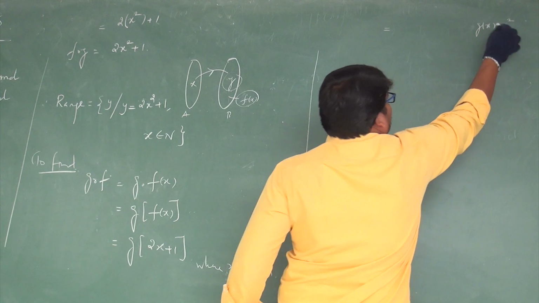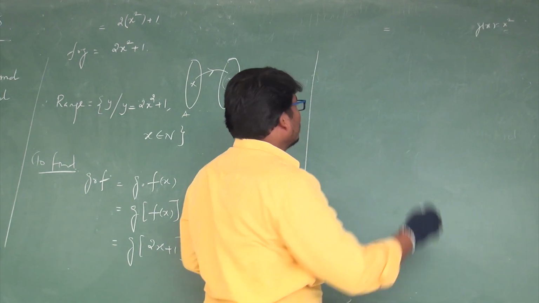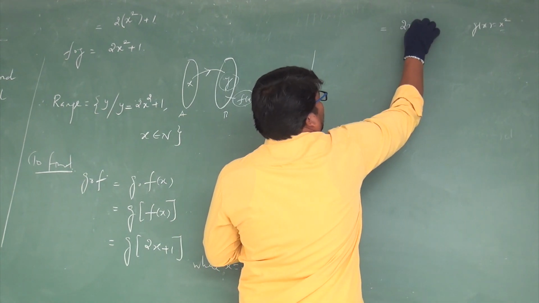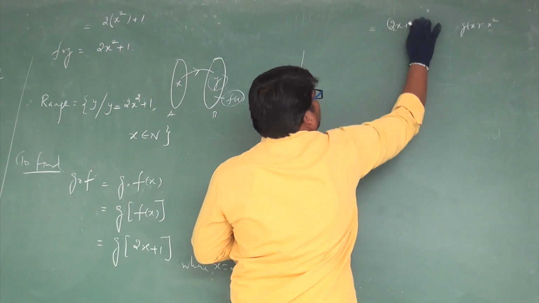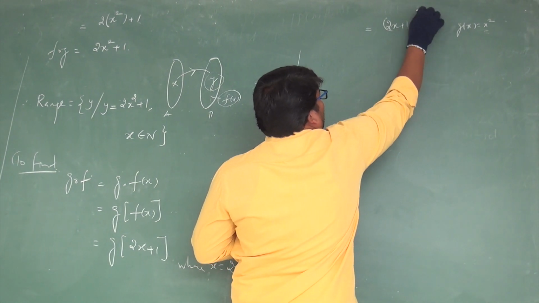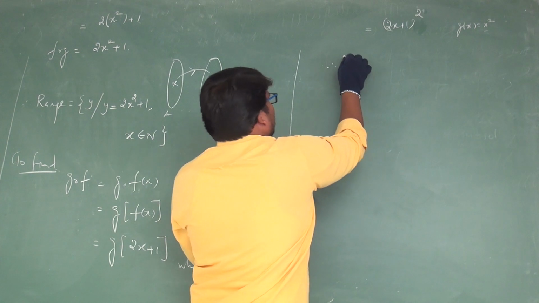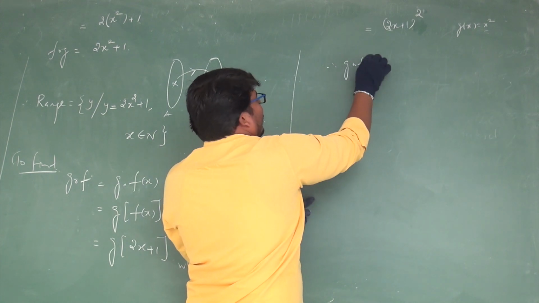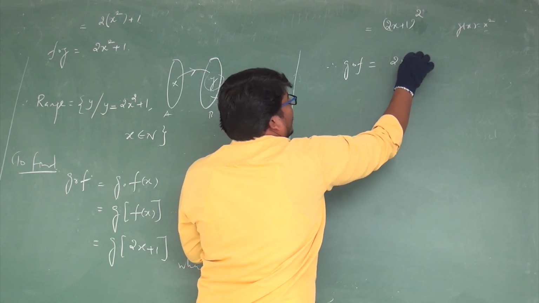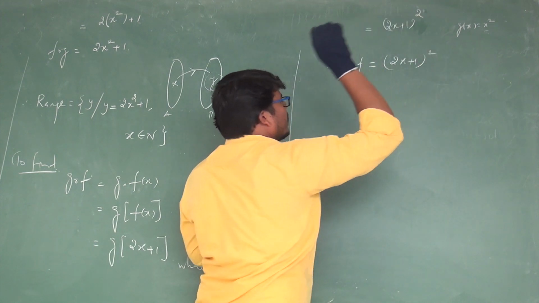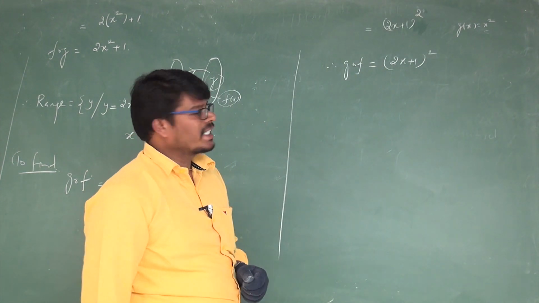Now substitute the value x is 2x plus 1. 2x plus 1 whole square. Therefore, g dot of f equal to 2x plus 1 whole square.